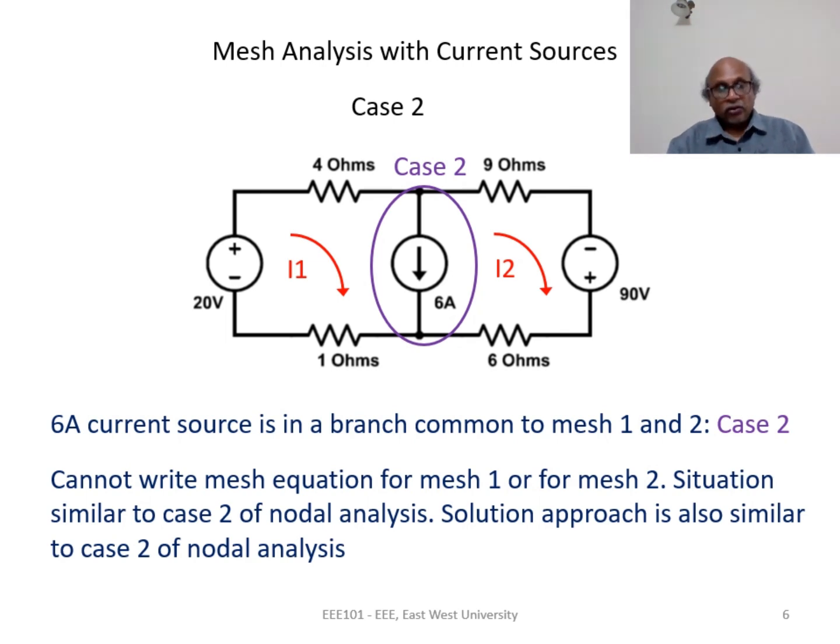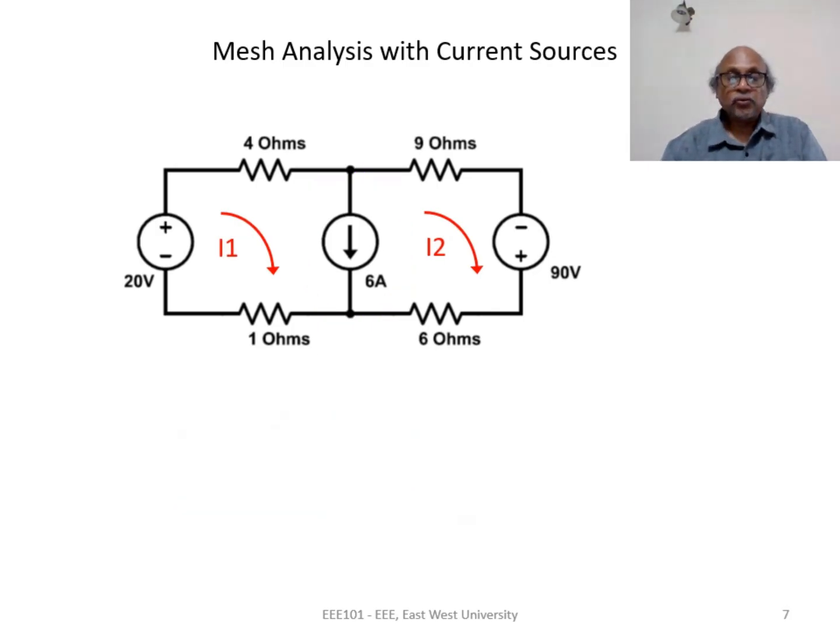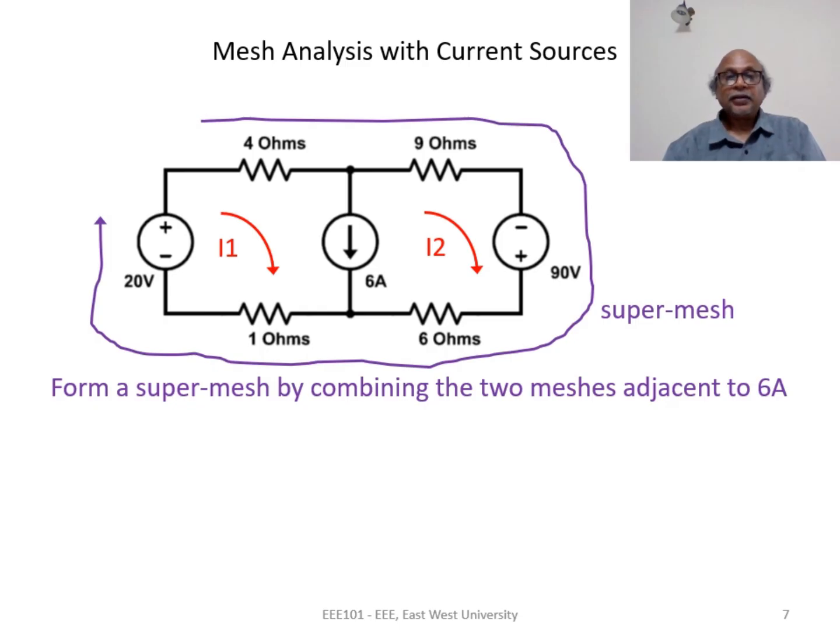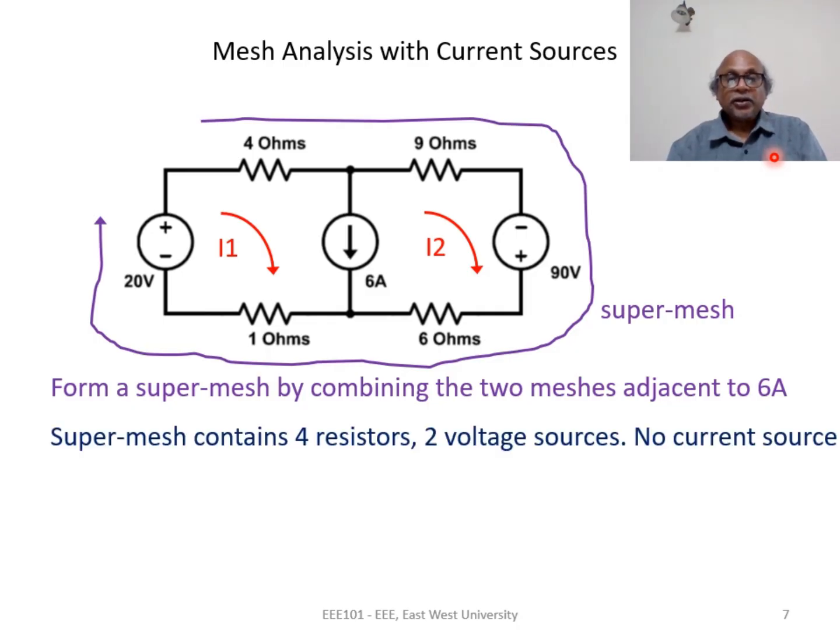This analysis is also similar. When we cannot write an equation for mesh 1 or for mesh 2, we form a super mesh by combining the two meshes. This is how the super mesh looks, and when we combine the two meshes, we go along the outer perimeter of the circuit. Now, if we look at the super mesh, there are 4 resistors and 2 voltage sources. There is no current source on the super mesh.